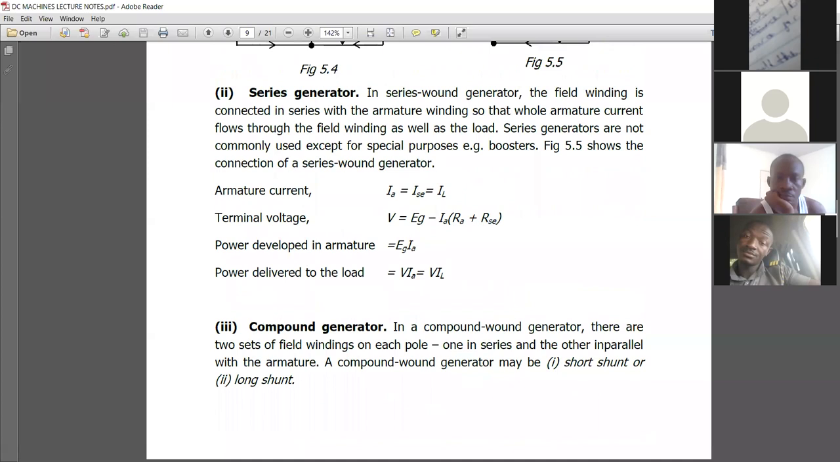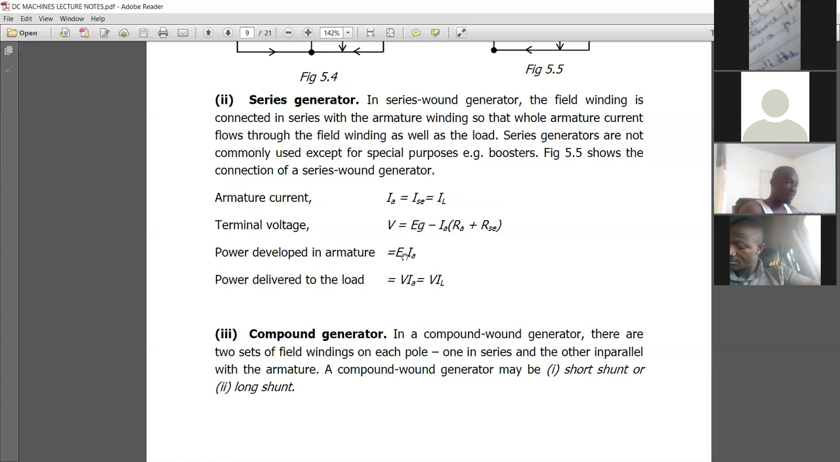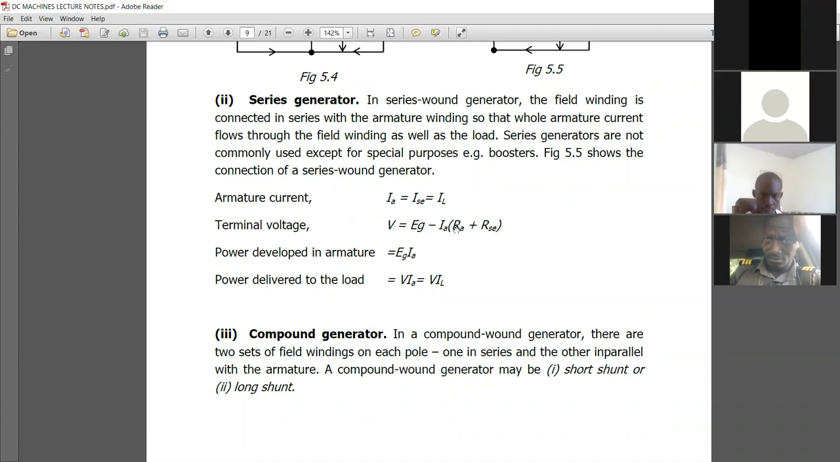Based on 5.5, you can also establish the terminal voltage, which is Vg minus Ia (Ra plus Rs). Then you can also talk about the power developed in the armature, which is Eg multiplied by the armature current. Then the power delivered to the load is just the same as what we have in the shunt. So you should look at the armature current and the terminal voltage to be able to tell the difference whether it is a shunt generator or series generator.